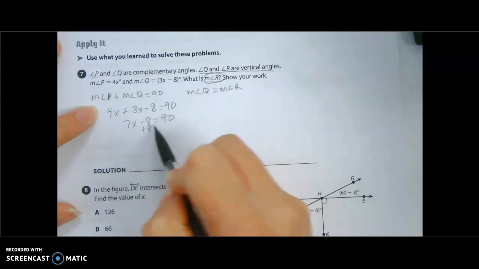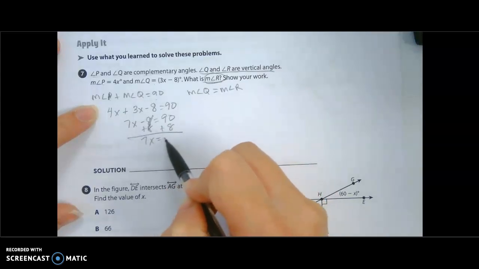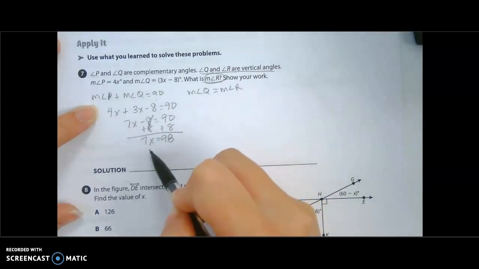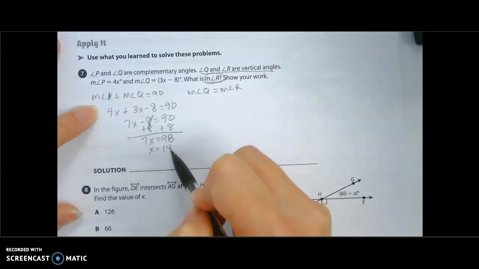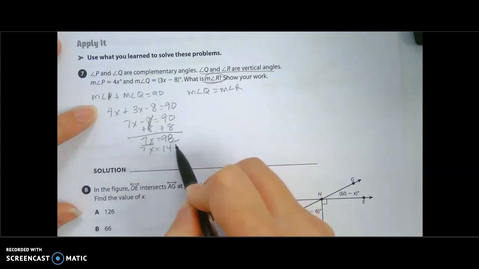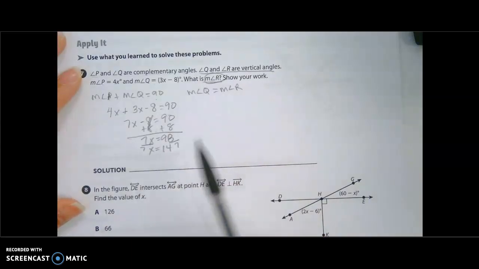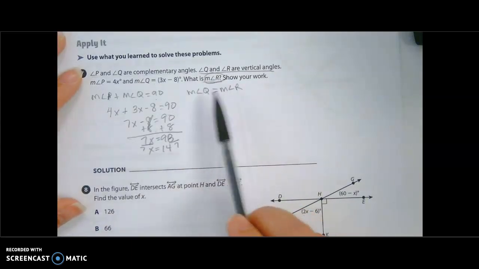I'm going to add 8. 7x equals 98. Sorry, I am getting ahead of myself. Divide both sides by 7, x equals 14. Now, x is not what I'm looking for. I'm looking for the measure of angle R. But I know that R equals Q.